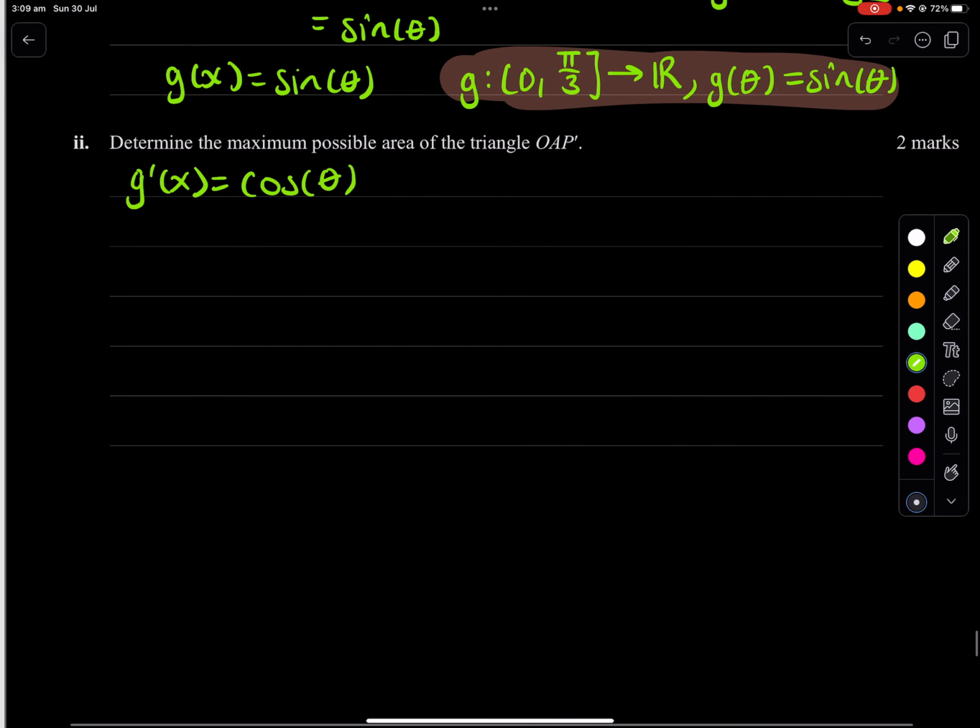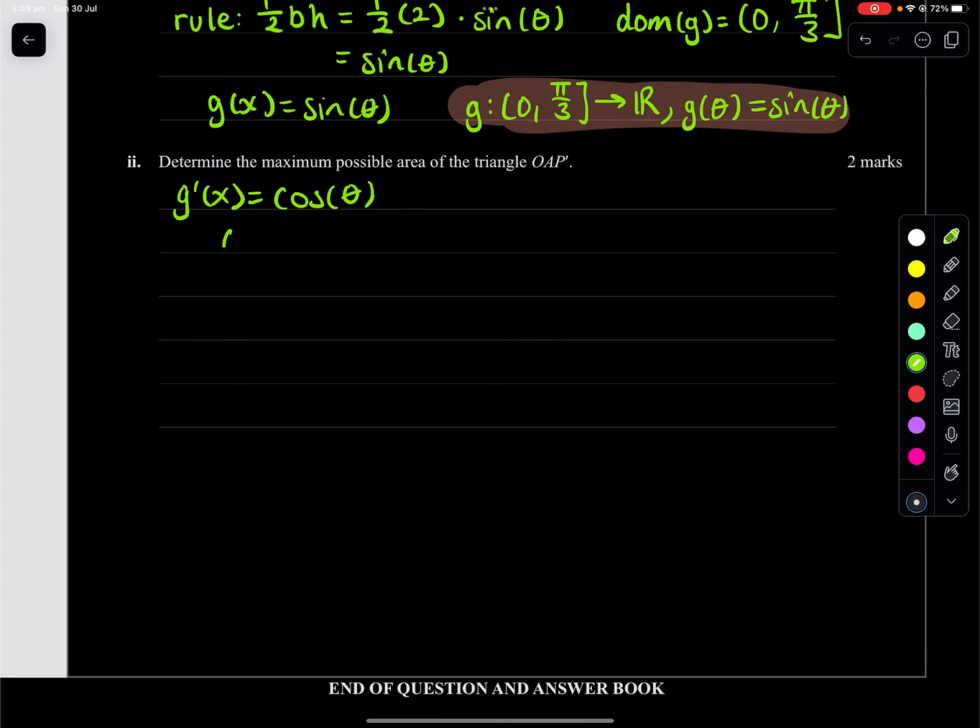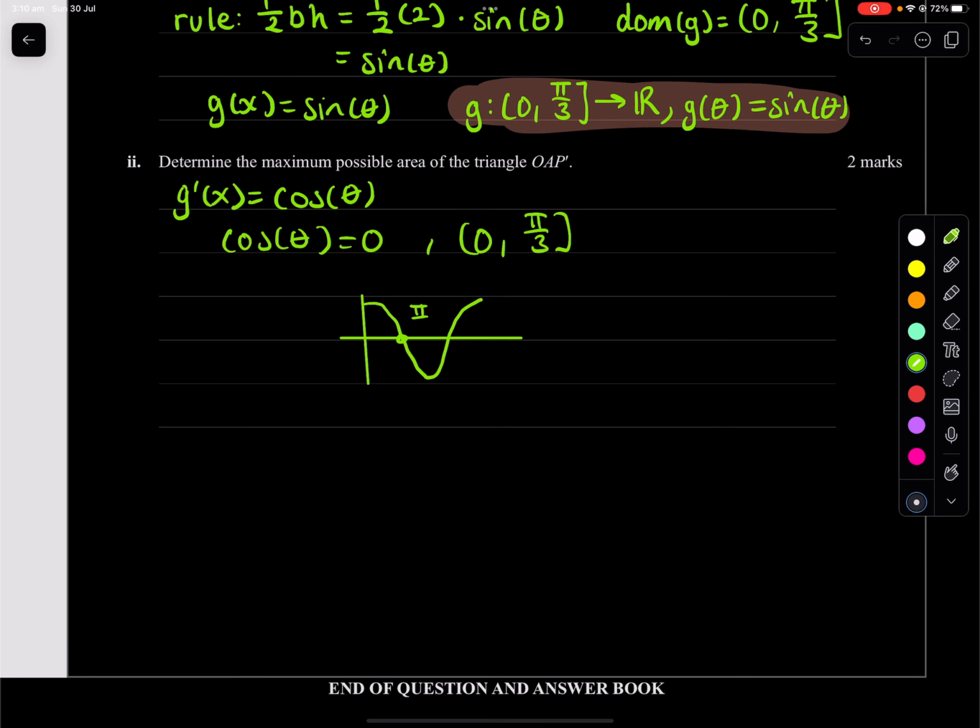To find the maximum value, we know that we let cos theta equal 0, for only the domain of 0, not included, to pi on 3 included. So if I'm drawing that, it will look like this and this. But this is pi over 2, so it will be around here. So this is only the domain we can go into.